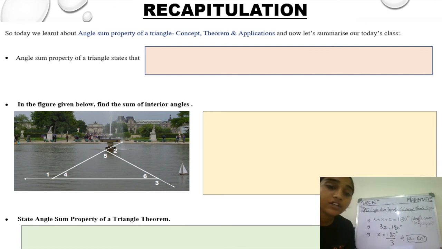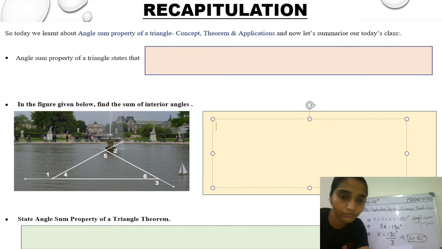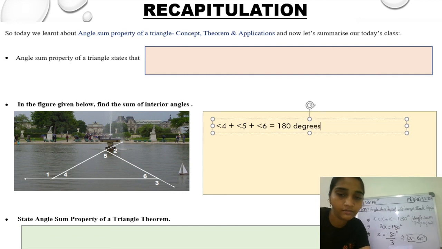And in the given figure, students, we have to find the sum of interior angles. So what is the sum? First of all, what are the interior angles in this figure? Very good. They are angle 4, angle 5 and angle 6. So what will be their sum? Very good. It will be 180 degrees. And why, students? The reason? Yes, the reason is the angle sum property of a triangle.